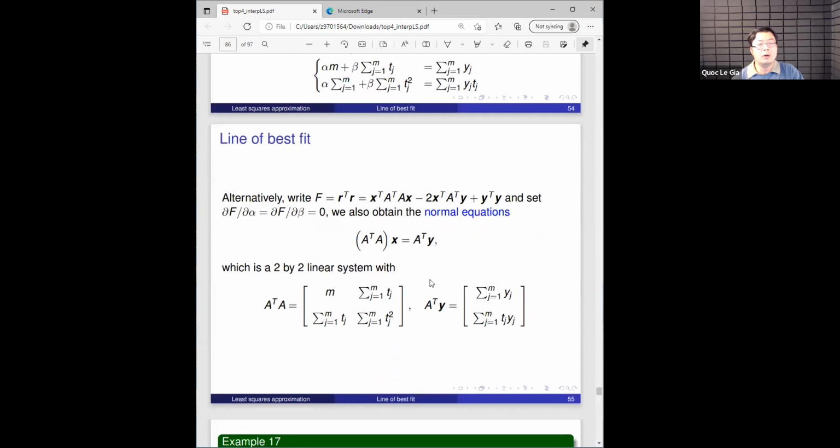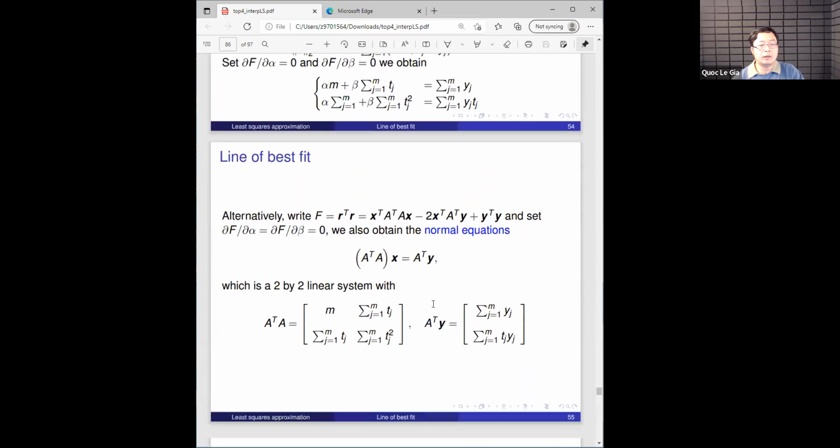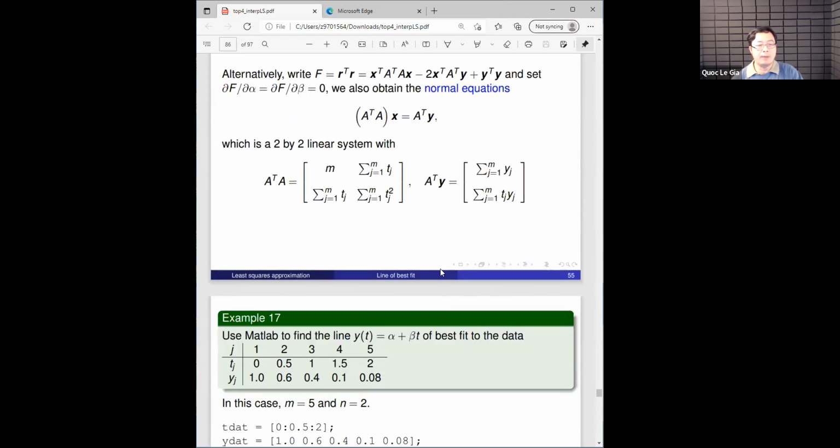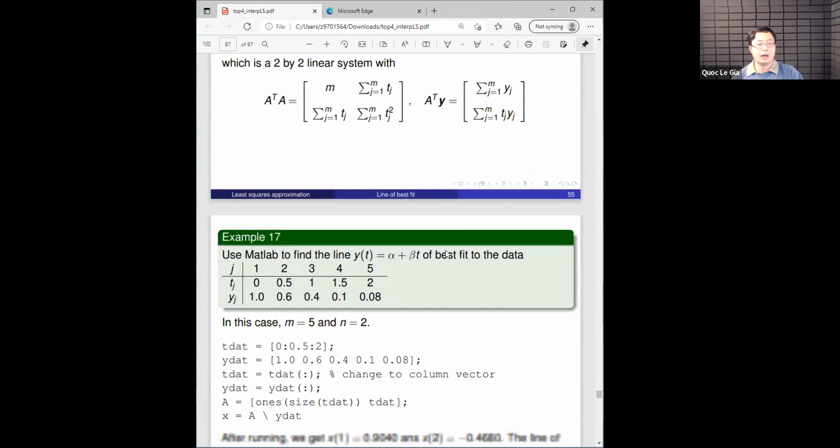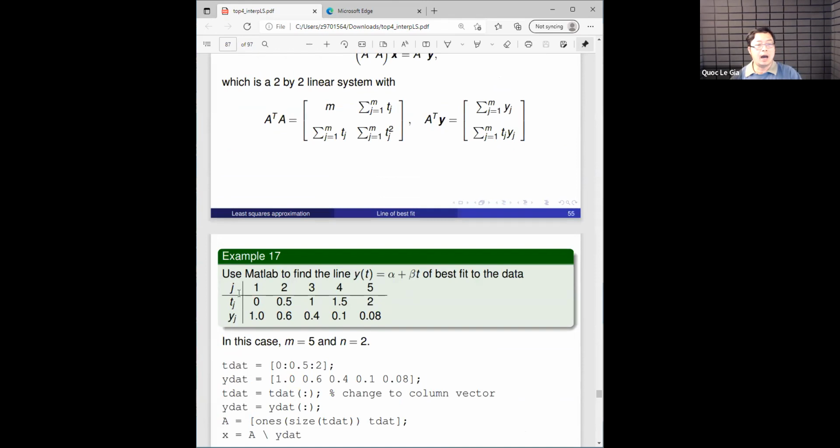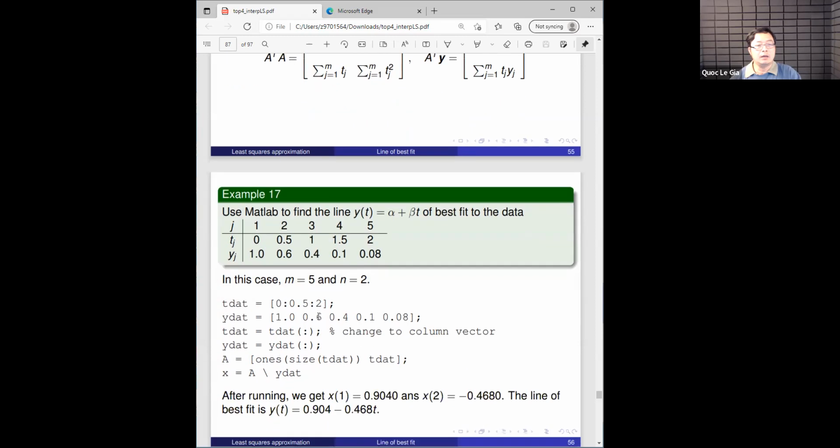Okay, so now once you have it, you solve it, and you get alpha and beta. So look at an example. Suppose I have t_i, i from 1 to 5, equal to 0, 0.5, 1, 1.5, and 2. Then y_j is given like this. Then I define the vector t, and I define the vector y.